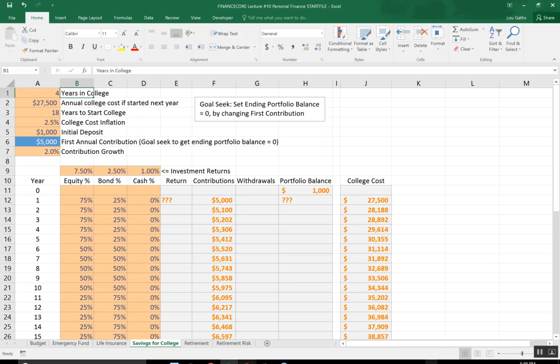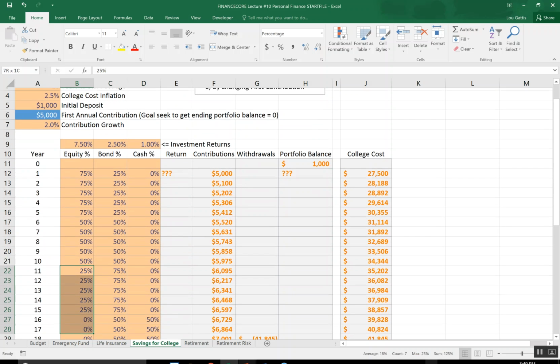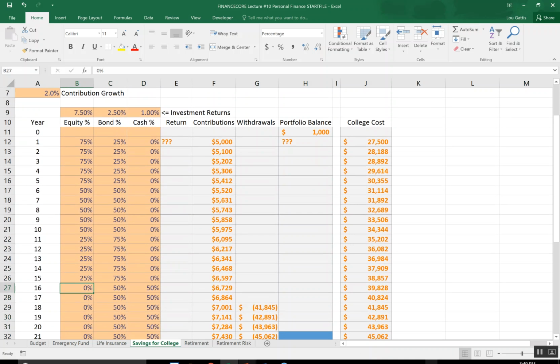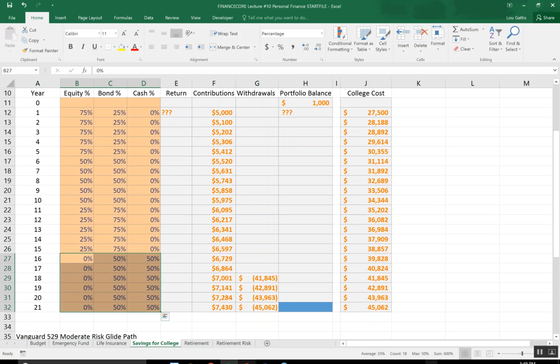So let's figure out how much we need to put away today. Let's assume that they put $5,000 a year towards college, and we'll see if that's enough money. Again, I just made the assumption someone gave you $1,000 to start your savings account. Now I'm going to use this asset allocation here that starts off 75% stock or equity, 25% bond and no cash. And then year 6 through 10, it goes to 50-50, stocks and bonds. Years 11 through 15, it's going to go 25-75. And then year 16 through 21, it's going to go 50-50 stocks and bonds.